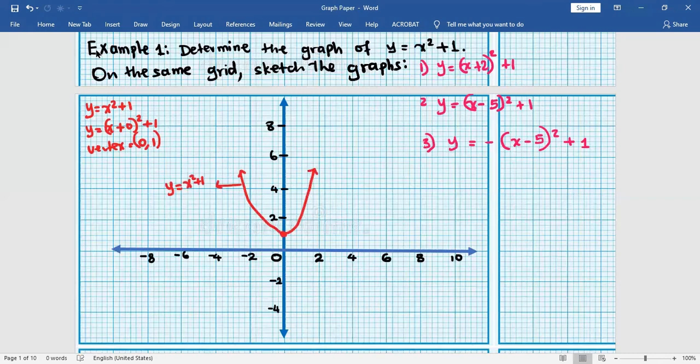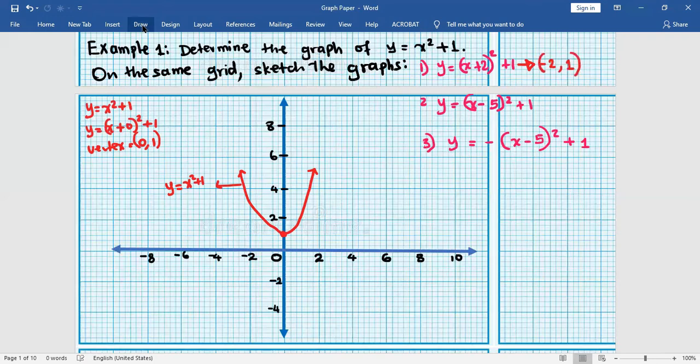Okay, so let's try this one. y equals (x plus 2) squared plus 1. So here the vertex is, if we have plus 2, we write it as minus 2. Then here we write 1. So this is the vertex.